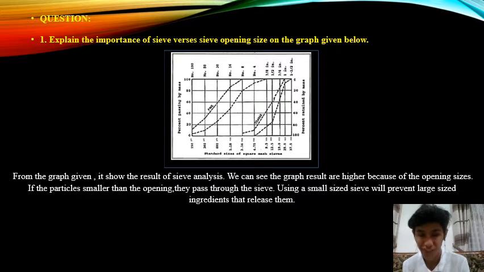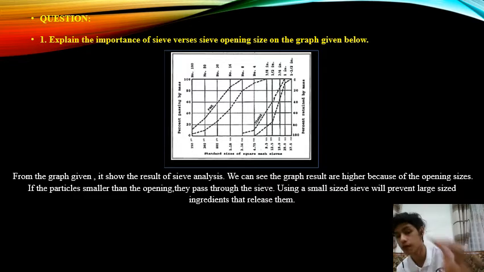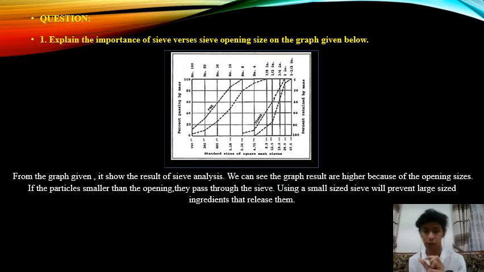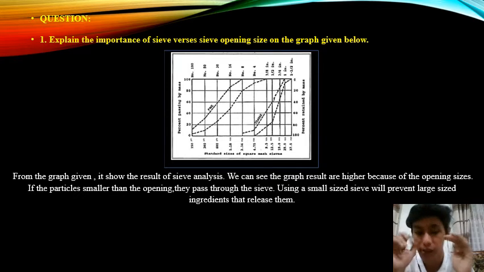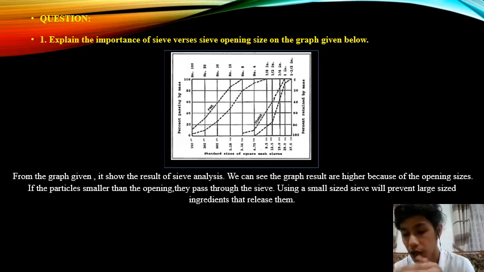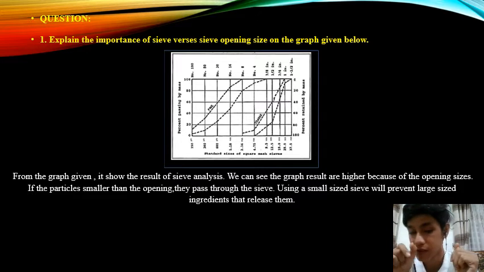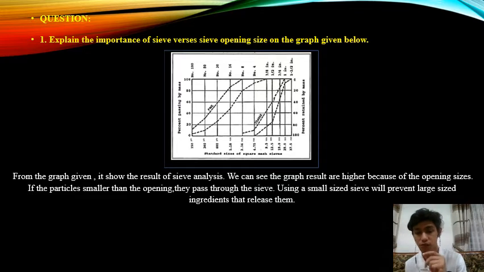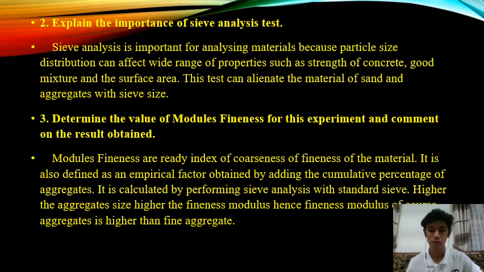We continue with the questions. First, explain the importance of sieve size, opening size, on the graph given below. You can see this graph. From the graph given, it shows the result of sieve analysis. We can see the graph results differ because of the opening size. If the particles are smaller than the opening, they pass through the sieve. Using a small size sieve will prevent large size ingredients from being released.